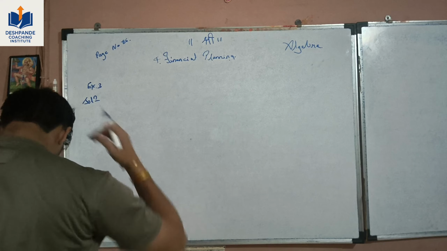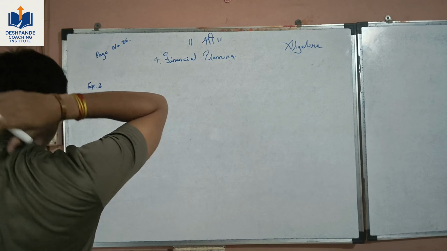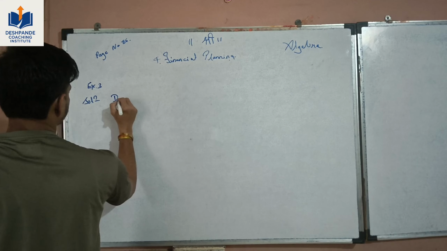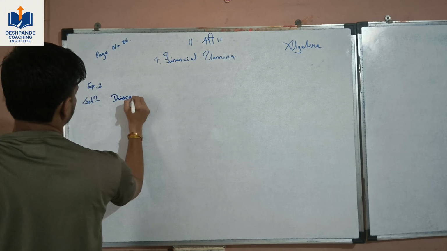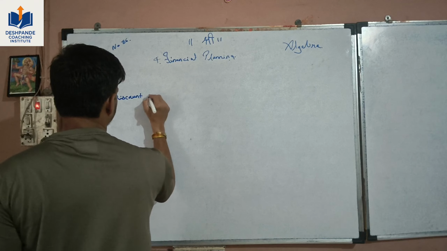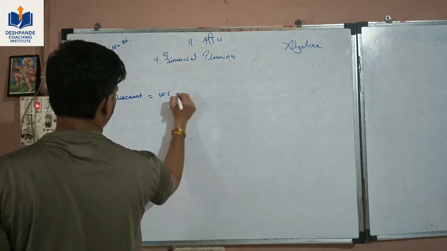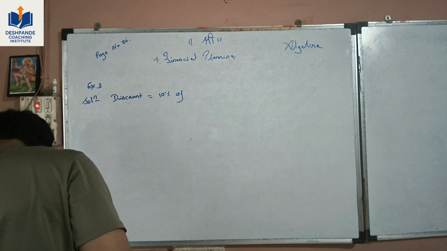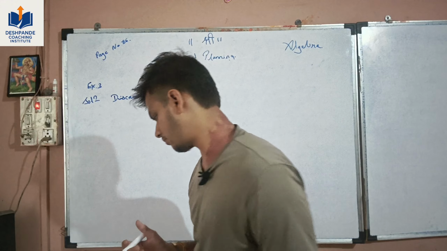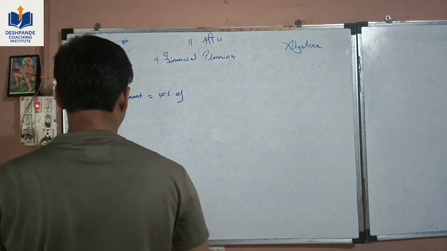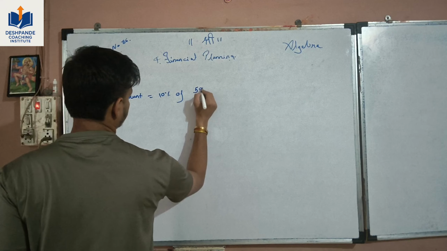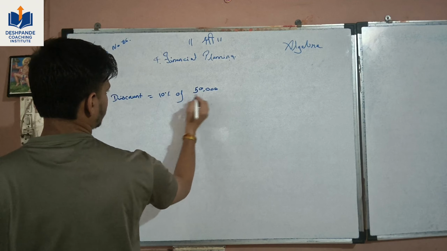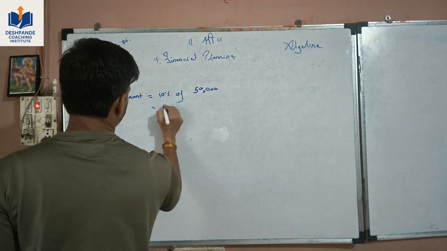Firstly we have to write all the given points. Discount is equal to 10% of the laptop price, meaning the laptop price which was printed. It is 50,000. 10% of 50,000 is 5,000.